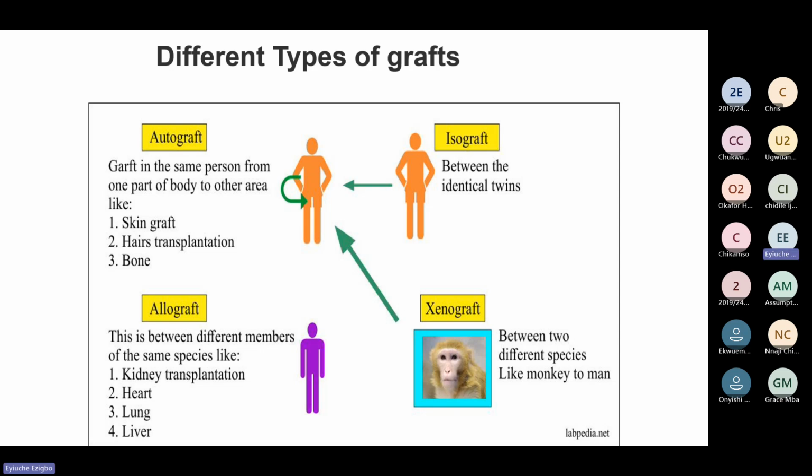The most common one is the allograft. This is between different members of the same species, like from one human to another human being. You can transplant a kidney, the heart, lung, liver, whichever organ, from one person to another individual. Or what is a xenograft? I don't know whether this exists between two different species, likely monkey to humans. I don't know how that still exists.